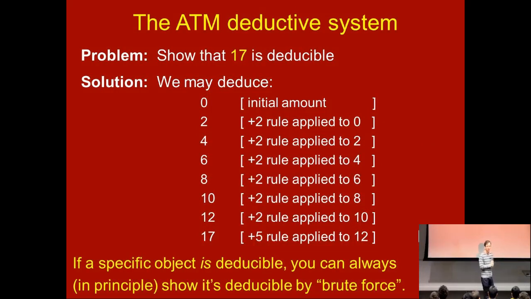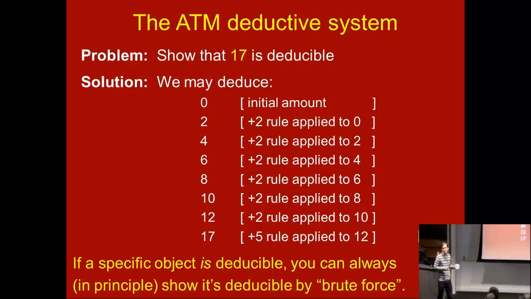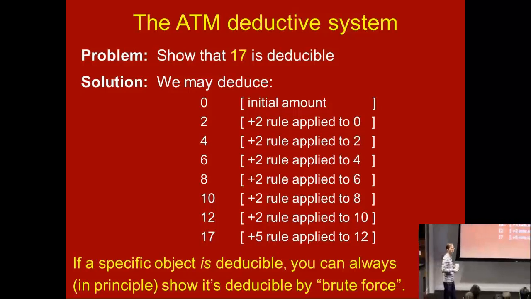Let me make it trickier. 17. Can you show that 17 is deducible? Actually, I guess if you were doing this efficiently, we did 7, and you could add 5 twice, right? But somehow that's not, when I was making these slides, that's not how I did it. Maybe I was having a bad day. This is how you can do it. And actually, this at least illustrates a point, right? Which is that you can do things in more than one way. That's all right. I mean, there's not necessarily a unique deduction for each object.